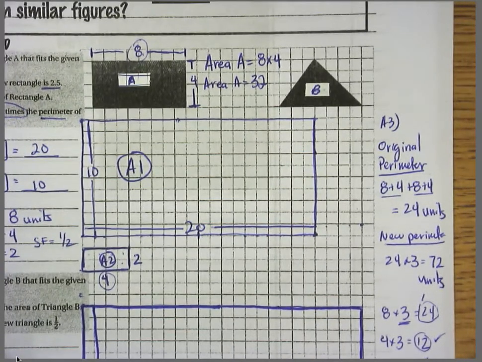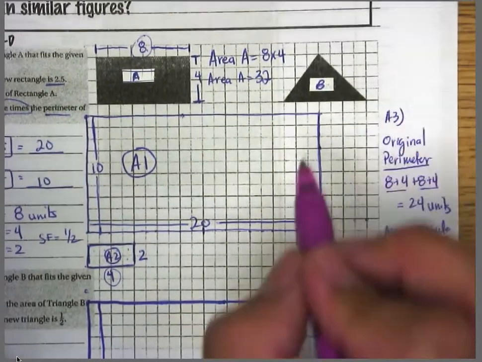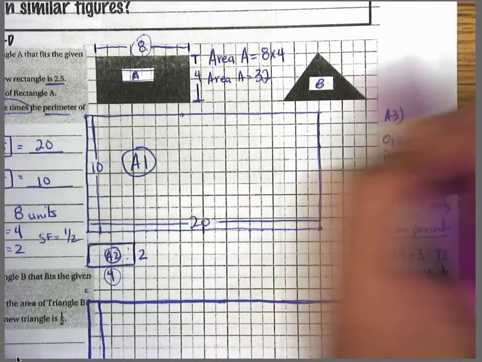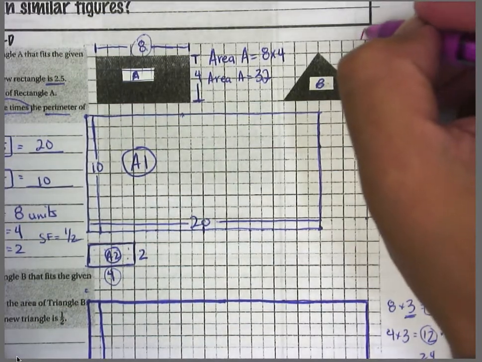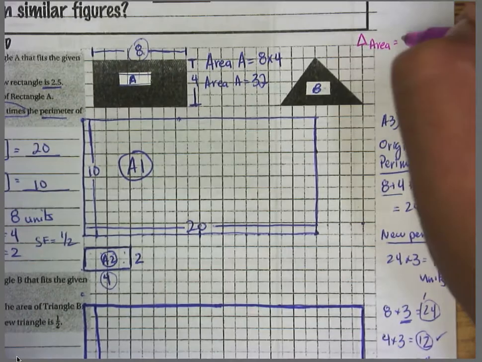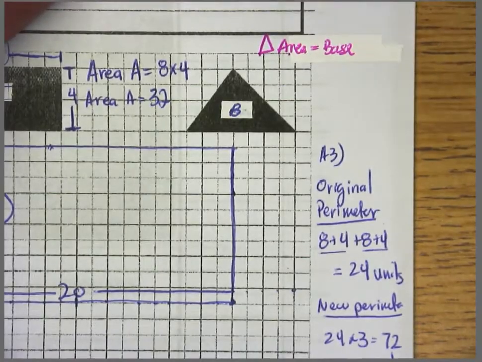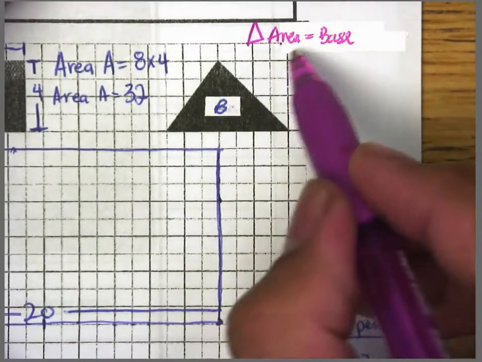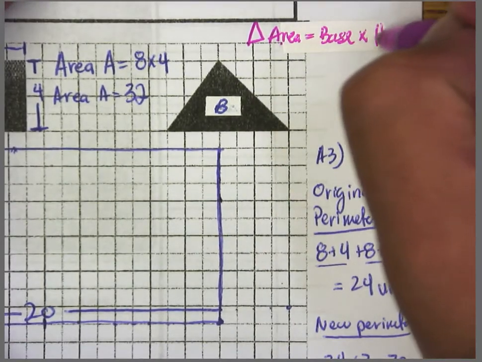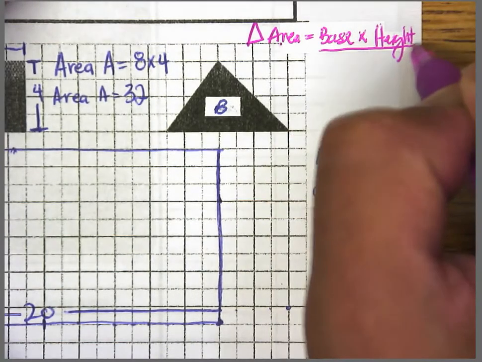So here we have to find the area of the original. In order to find the area of the original, you need to do base times height. So triangle area is equal to base times height, everything divided by 2.